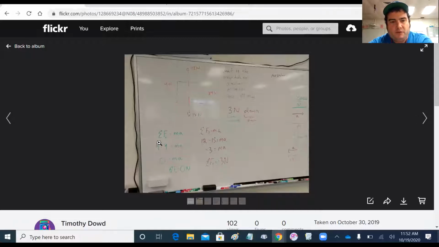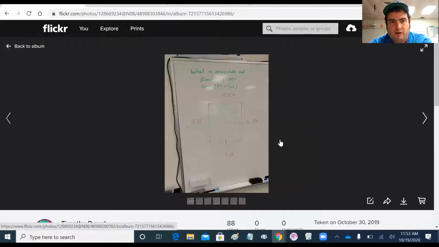You do a sum of forces equation for the x-axis. 4 minus 4, 0. I have no net horizontal force. You do a sum of forces equation for the y-axis. 12 minus 15, minus 3 is what's left over. So my net force is minus 3 newtons, which I could write as having a magnitude of 3 newtons in the downward direction. So if you practice, these aren't too bad. We'll do a couple more.